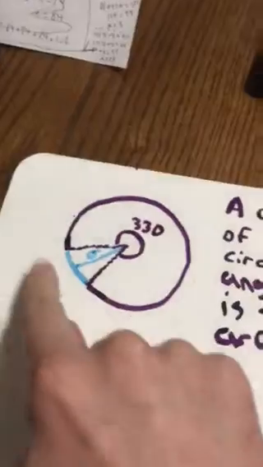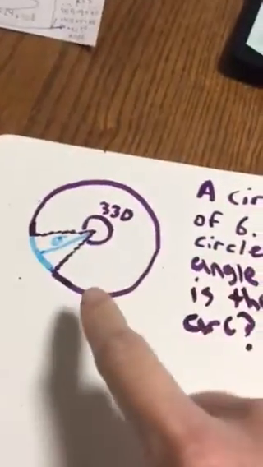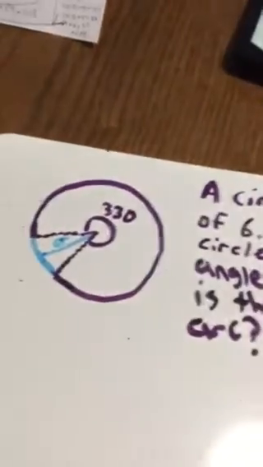So what they mean by the length of the arc, they're not talking about this little blue arc here. They're actually talking about the major arc. They want you to find the length of this major arc here. All right? So we can actually find that by setting up a proportion.